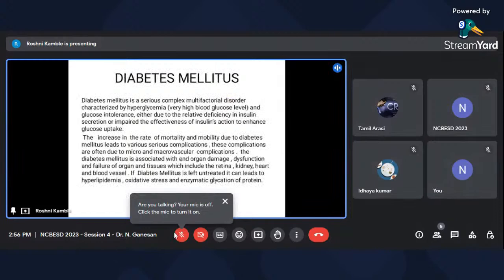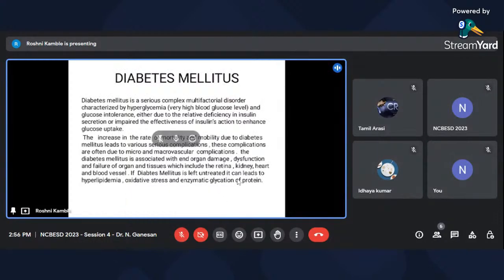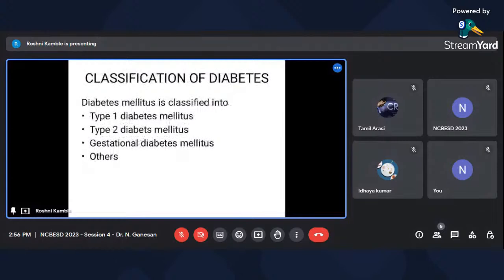So first, what is diabetes mellitus? Diabetes mellitus is a serious, complex, multifactorial disorder characterized by hyperglycemia, that is very high level of blood glucose, and glucose intolerance, either due to the relative deficiency in insulin secretion or impaired effectiveness of insulin action to enhance the uptake of glucose. So there is a classification of diabetes.